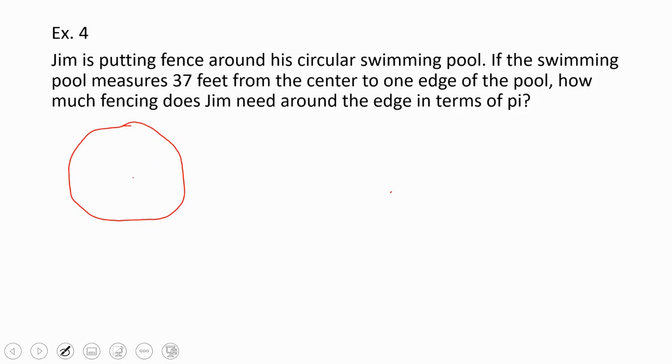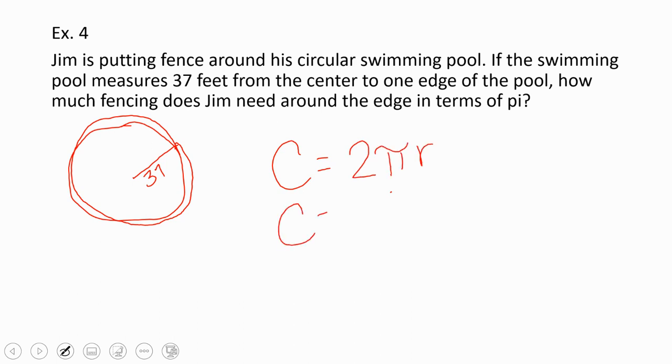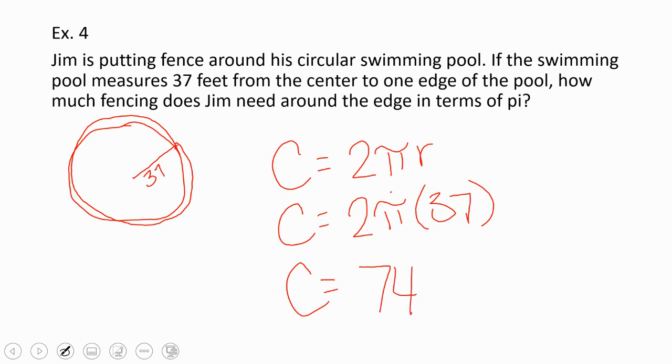Sorry. It says it measures 37 feet from the center to one edge. So that has to be the radius because it's going from the center to the edge. And we just want to know what the distance is around the pool, so that way we can fence it in. So we're going to find the circumference, which in this case we're given the radius. So it's 2 pi r. So it's 2 pi times 37. All you're going to do there is just multiply pi and 37. So you get 74 pi feet.